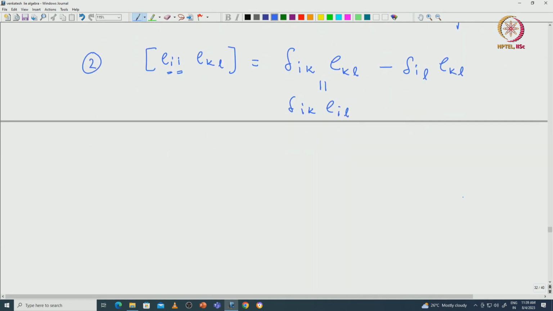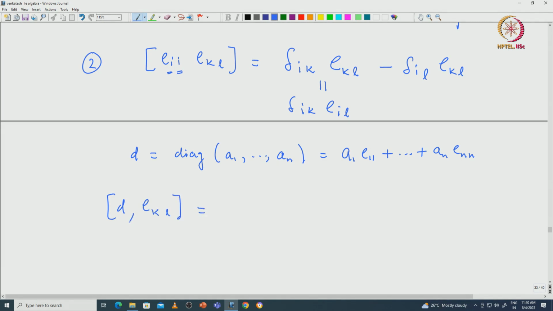Now, using this it is easy to compute what will happen to any diagonal matrix. Let us say D is a diagonal matrix. A diagonal matrix we write this way, diagonal A1 etcetera AN, or in terms of the basis, this is exactly A1 E11 plus etcetera plus AN ENN. When I say basis, I mean the basis for the set of all diagonal matrices. So, it is written this way. Okay. Now if you compute D with EKL, then it is an easy computation. We get exactly the summation of AI EII, EKL, for I ranging from 1 to n.